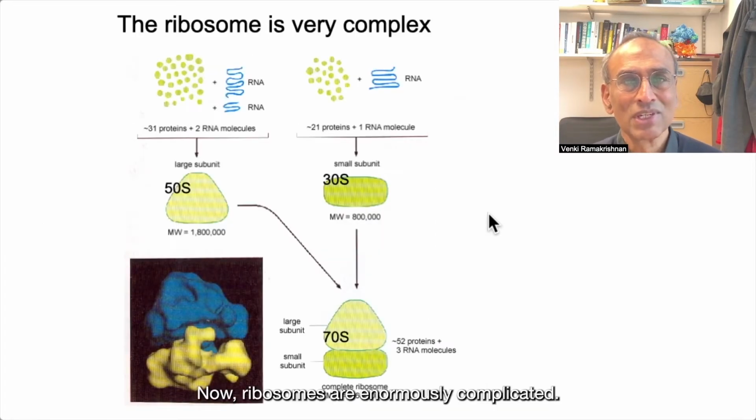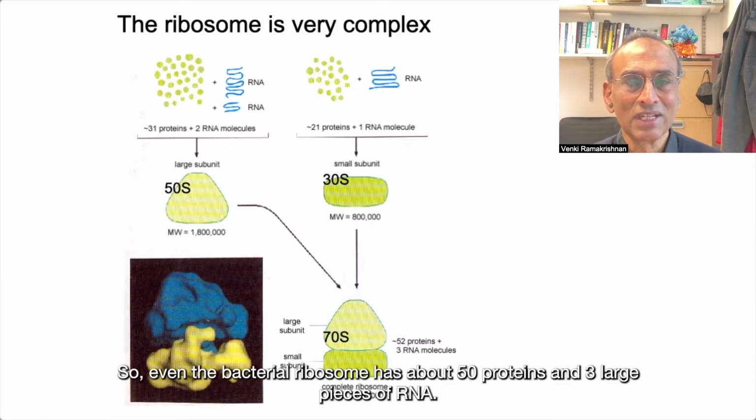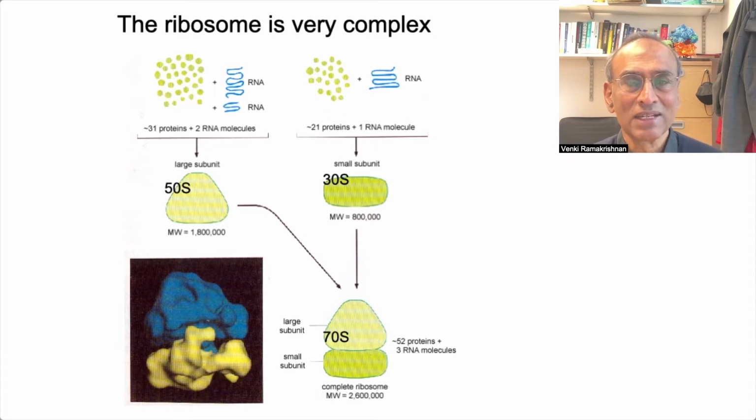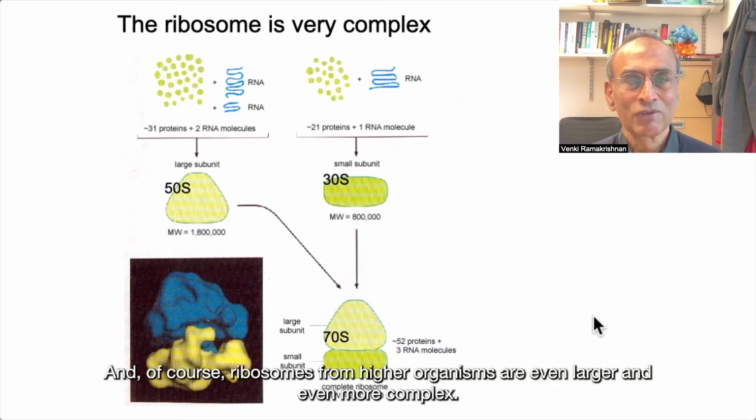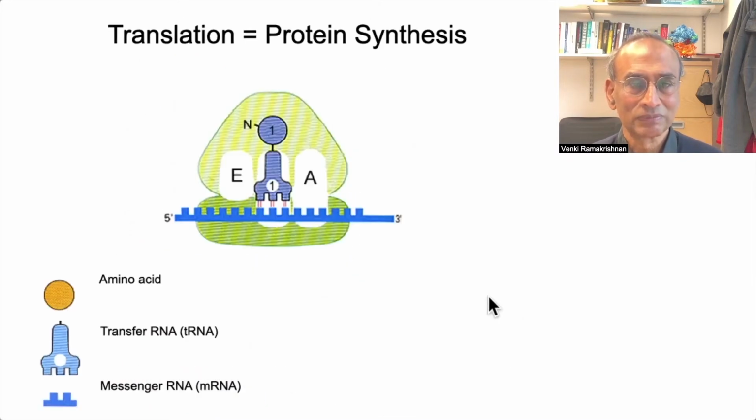Now, ribosomes are enormously complicated. Even the bacterial ribosome has about 50 proteins and 3 large pieces of RNA. It's about 2/3 RNA by mass, and it consists of 2 subunits which join together to form the entire ribosome. And of course, ribosomes from higher organisms are even larger and even more complex.